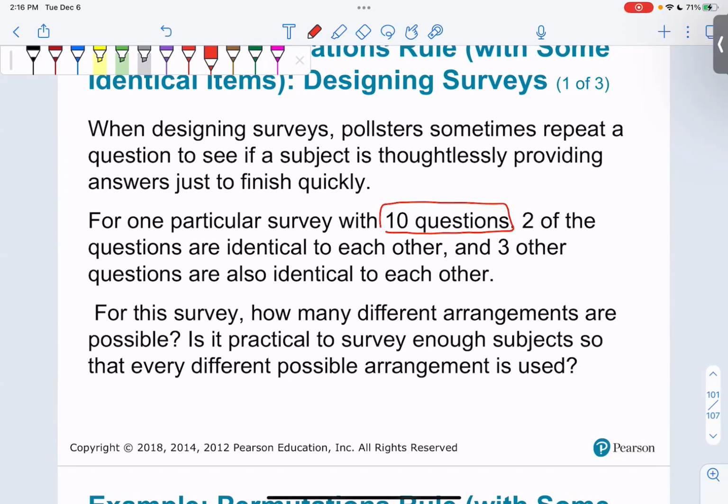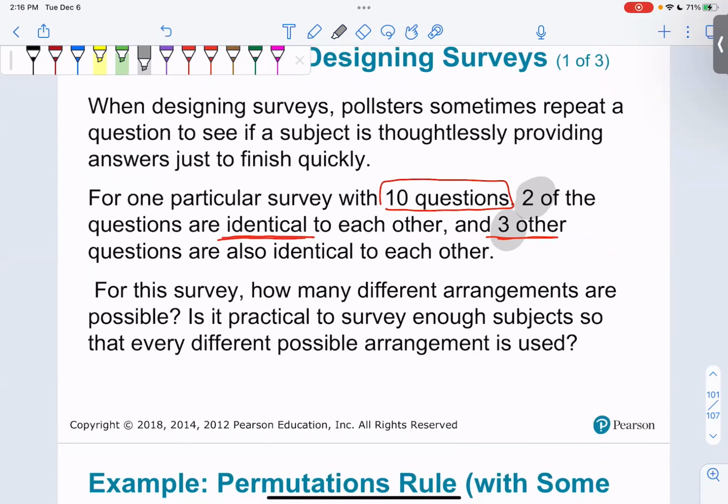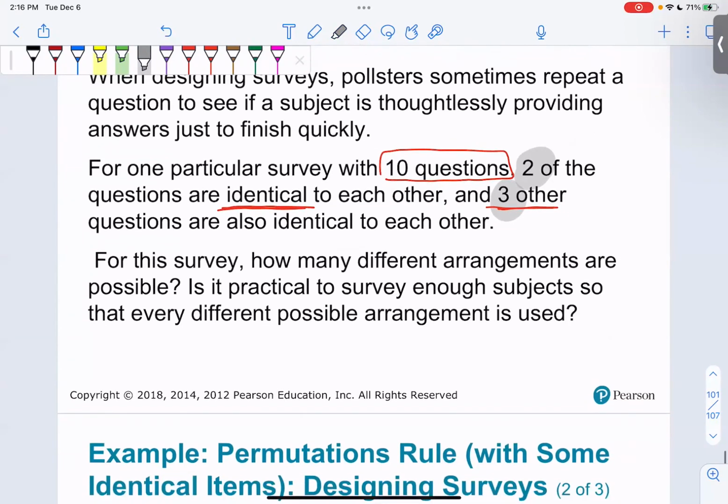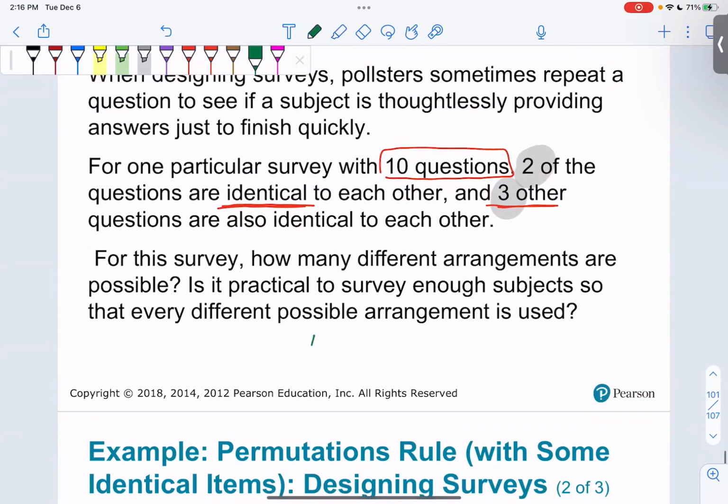Two of those questions are exactly the same, and the other three, so we have two identical questions and three also identical. So how many different arrangements are possible for those questions? How many questions do I have? I have 10. It will be 10 factorial divided by those numbers of identical ones, right?